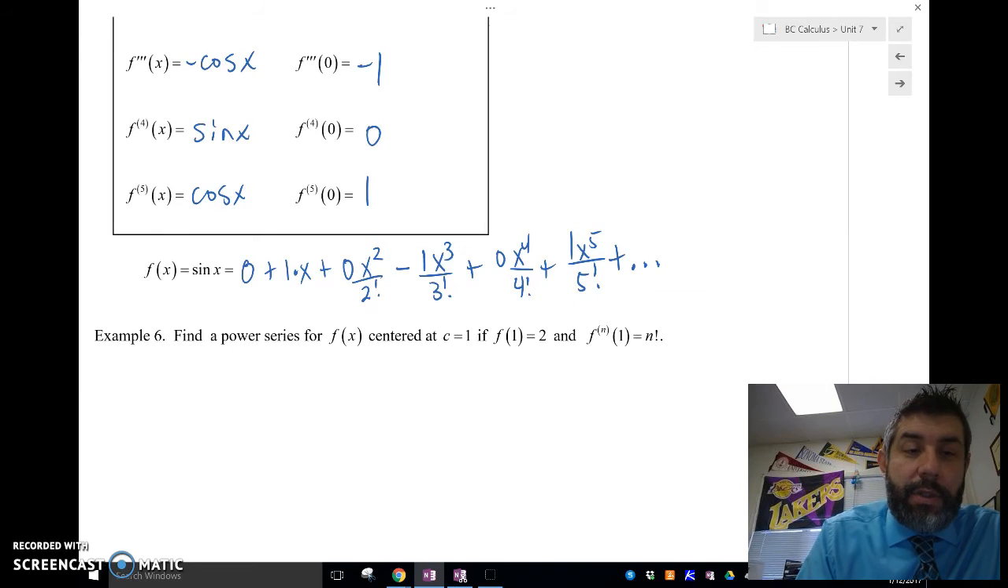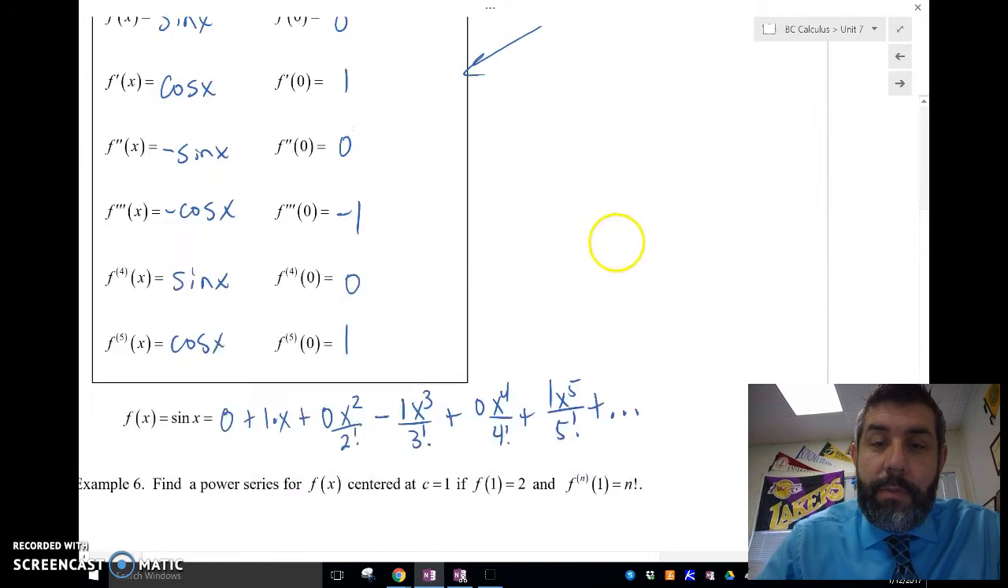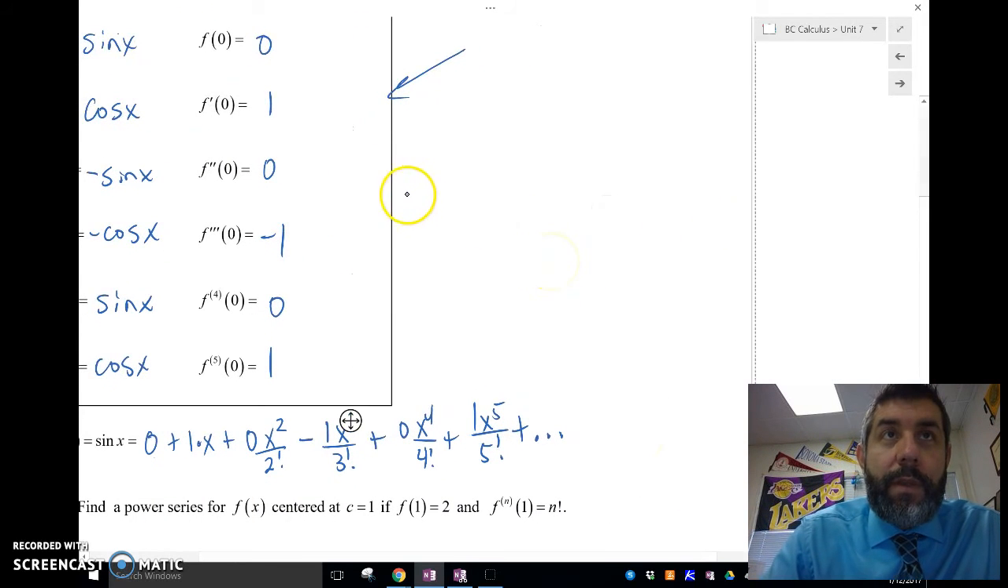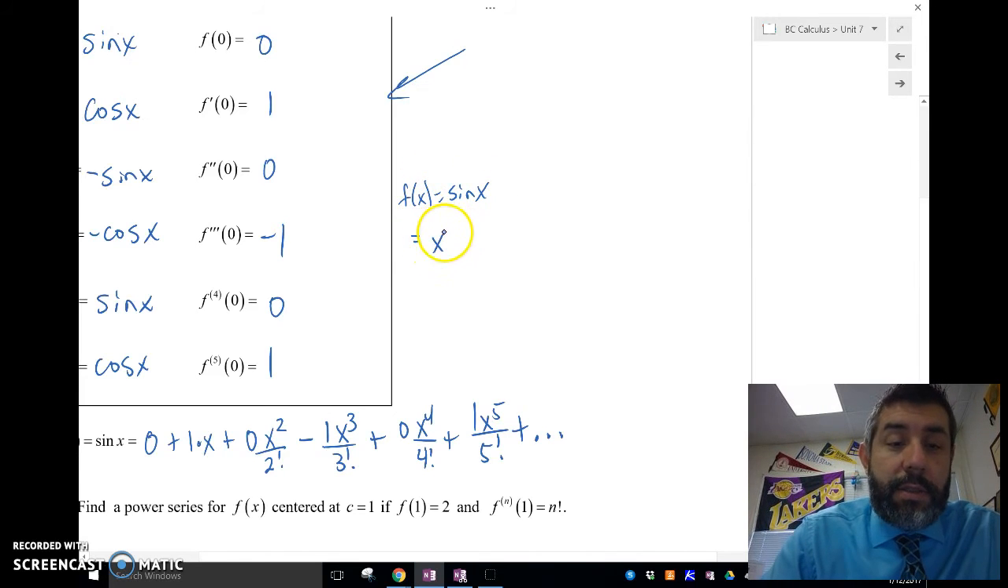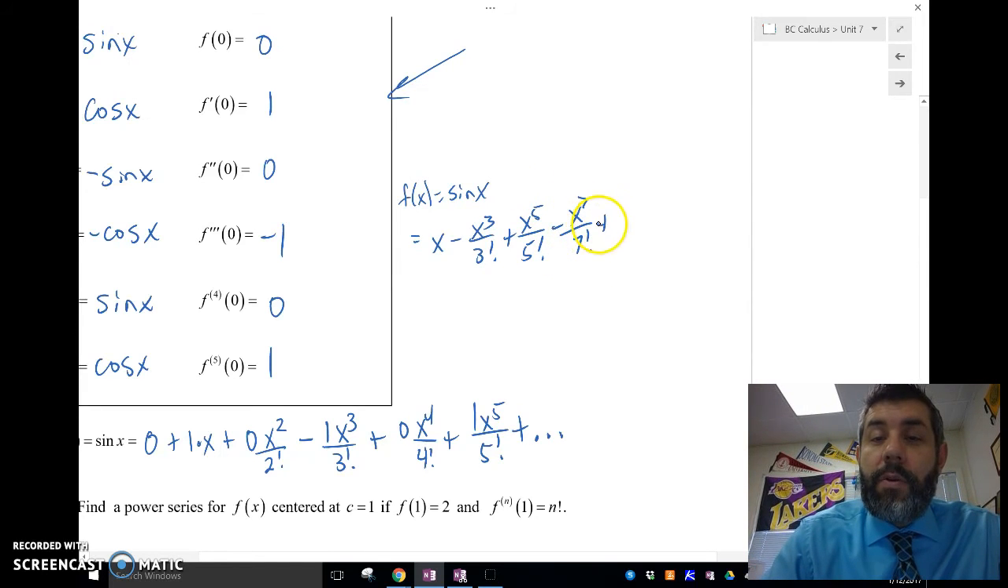Okay, so what's that actually look like? Let me simplify this out. So f of x equals sine x is going to be x minus x cubed over 3 factorial plus x to the 5th over 5 factorial. You see why I went out to 5 now. Minus x to the 7th over 7 factorial plus dot dot dot.